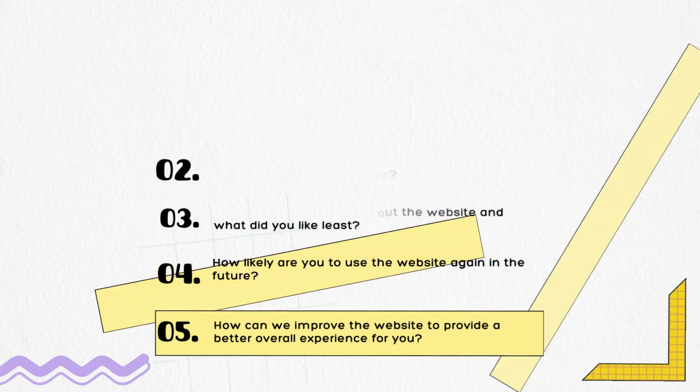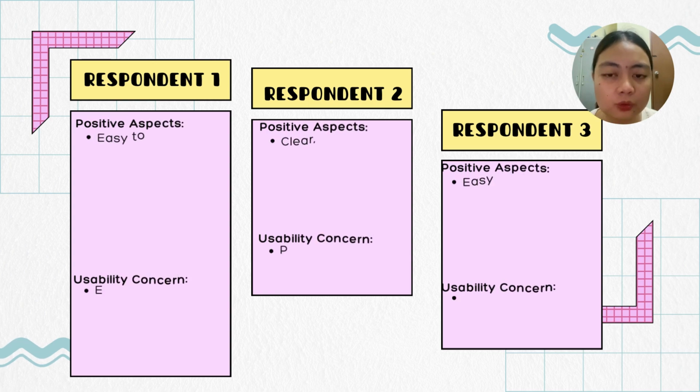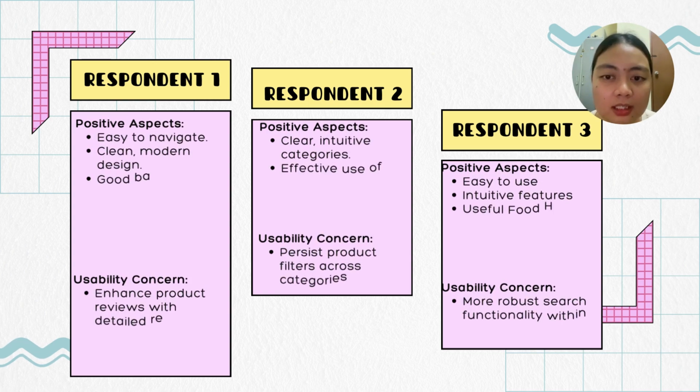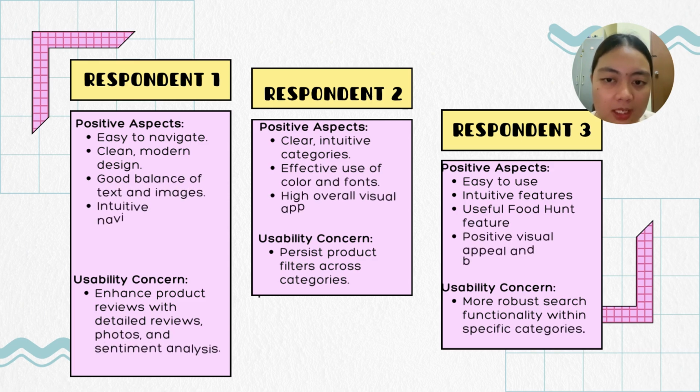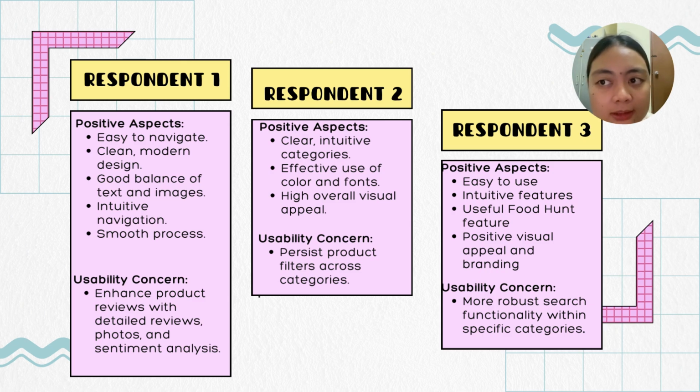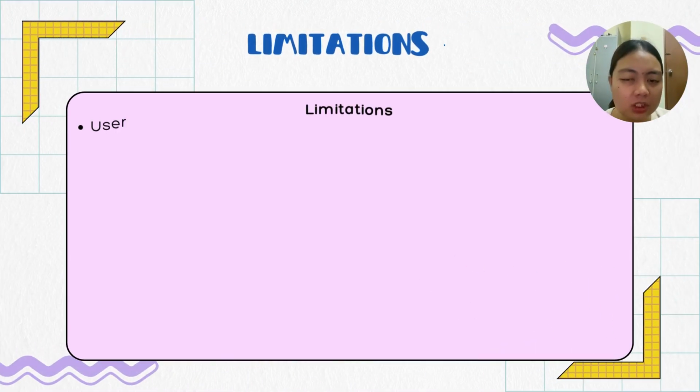From the 5 questions that we asked the 3 respondents, we analyzed that they gave positive feedback about the website. For example, they say that the website is easy to use and easy to navigate, and has a good balance of text and image, and the colors and fonts are effective. But the respondents also had usability concerns. For example, respondent 1 said the website needs enhanced product reviews with detailed reviews, photos, and sentiment analysis.